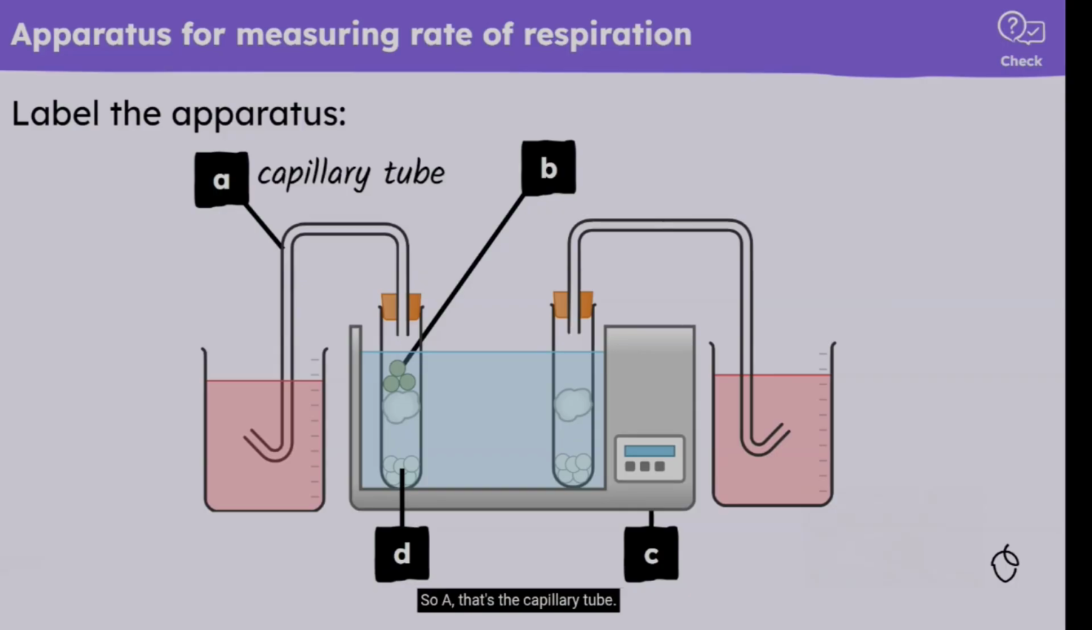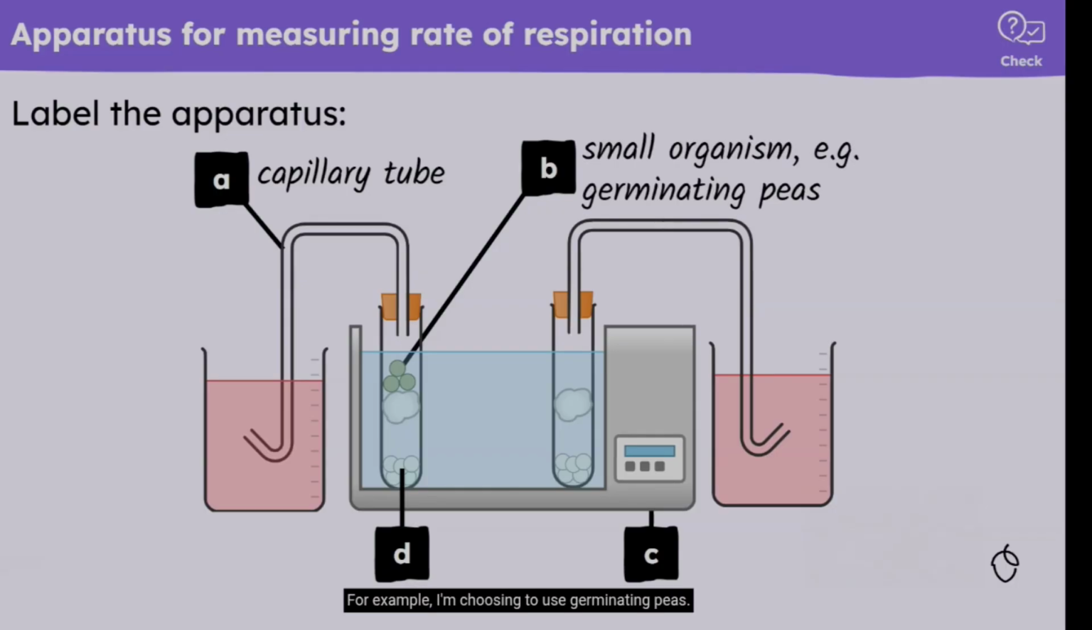So A, that's the capillary tube. B, that's the small organism. For example, I'm choosing to use germinating peas. C, that's the water bath. And D, that's the soda lime. Well done if you got those right.